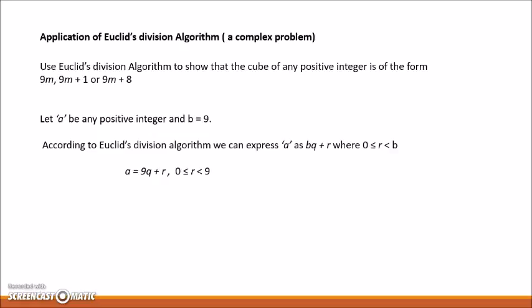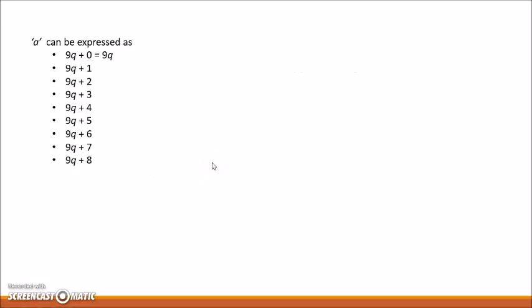Now according to Euclid's division algorithm, we can express a as bq plus r, where 0 is less than or equal to r less than b. So here we are taking b as 9, therefore we get a equals 9q plus r, where 0 is less than or equal to r less than 9. Therefore, a can be expressed as 9q, 9q plus 1, 9q plus 2 and so on up to 9q plus 8.